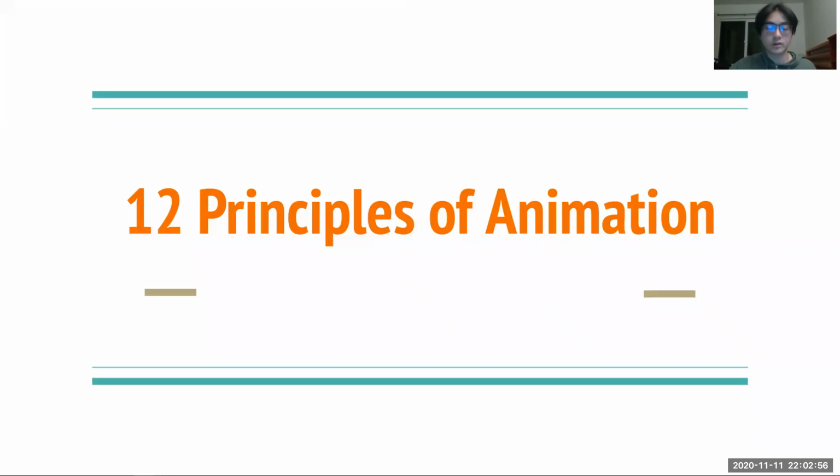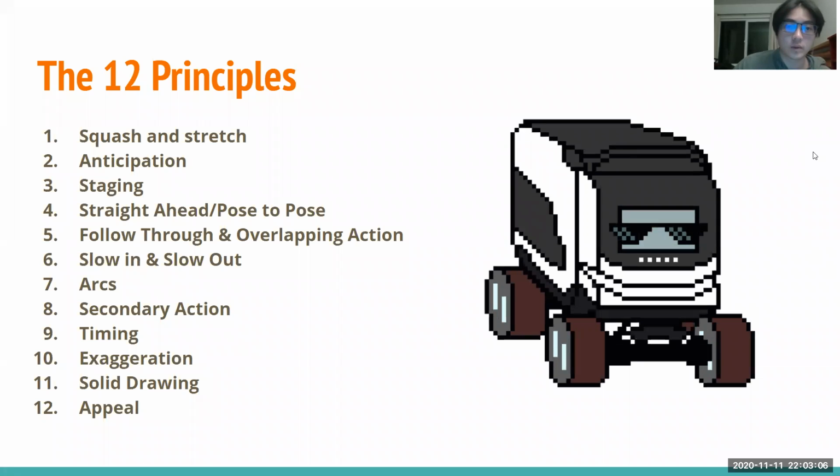Okay, hello everyone. So today, this lecture, we're going to be going over the 12 principles of animation. So here are the 12 principles. You can pause to take a look at all 12 of them, but I'll be having slides that combine two or three of them together, just to go over them really quickly.